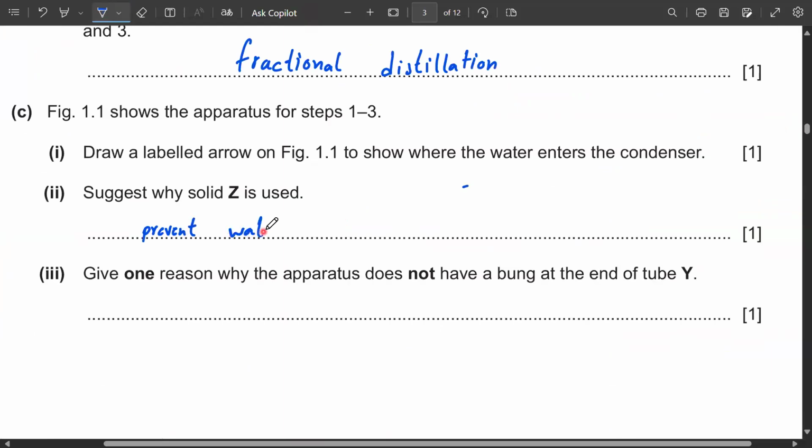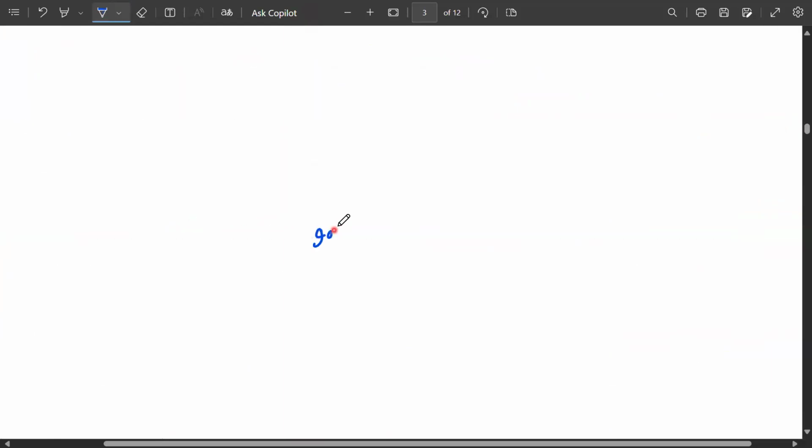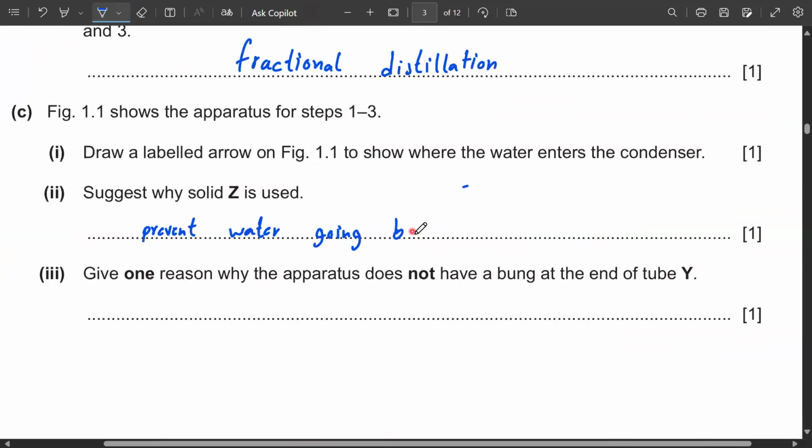Prevent water going back to apparatus. All right.